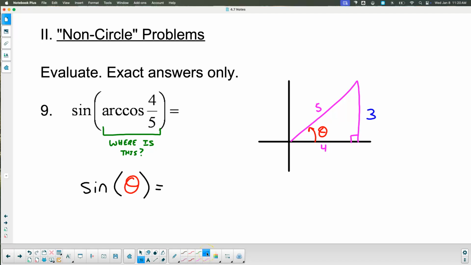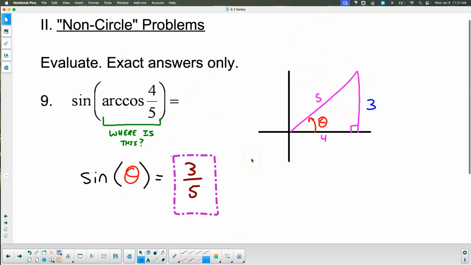So that side is 3. So what is the sine then of theta? 3/5. Yeah. Okay. I think that was it on this one.